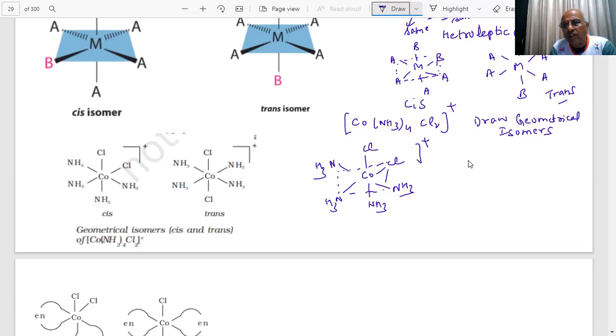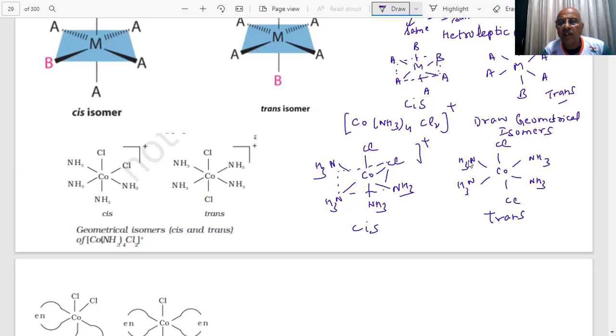So these two Cl on the same side is my cis. And then I put Cl opposite to each other, students. Opposite to each other, Cl and Cl. The rest you put NH3, NH3. Then this will be my trans isomer. So in octahedral complexes also, student, I can write cis and trans. Note it down, students. Note it down: geometrical isomers. Okay.